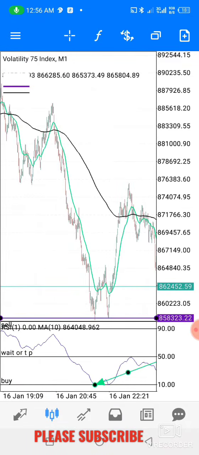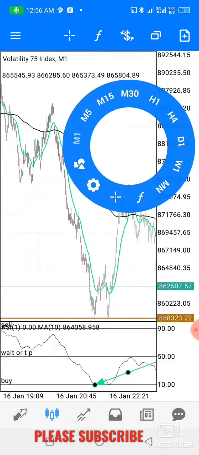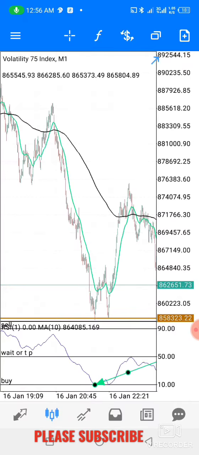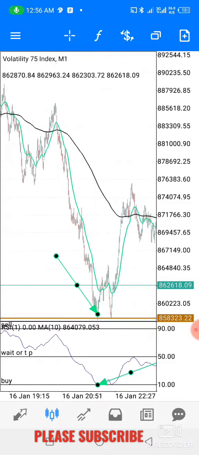Let me increase this so you see clearly. Okay, now see. You see this price at this point, this is point 1. Now, this is a support level, okay? In M1 support level.